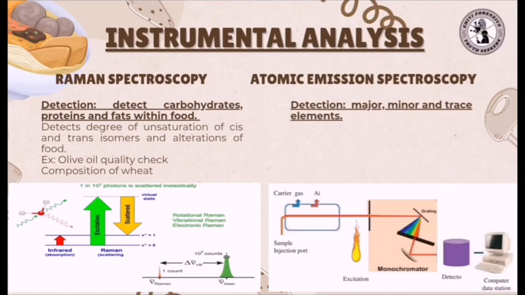Next, we have the atomic emission spectroscopy. It uses the intensity of light emitted from flame, arc or spark at a particular wavelength to determine the quantity of element. It can be used for the detection of major, minor and trace elements in any food item.